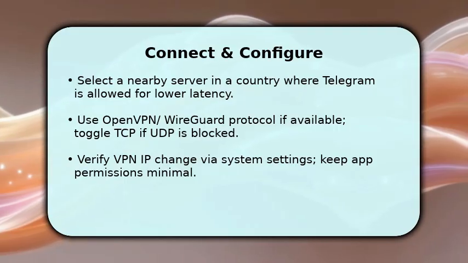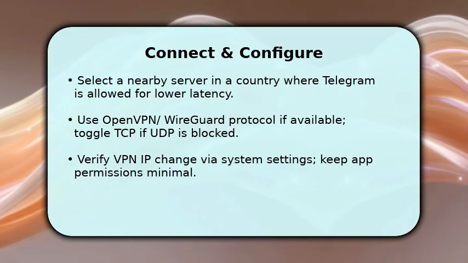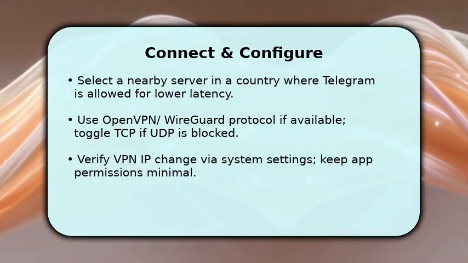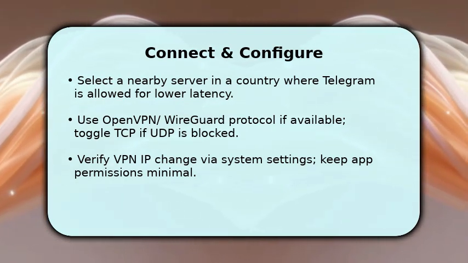After connecting, confirm your device IP and location changed in system network settings. Then reopen Telegram. If prompted, complete SMS or call verification. Make sure background data is allowed so Telegram stays reachable.